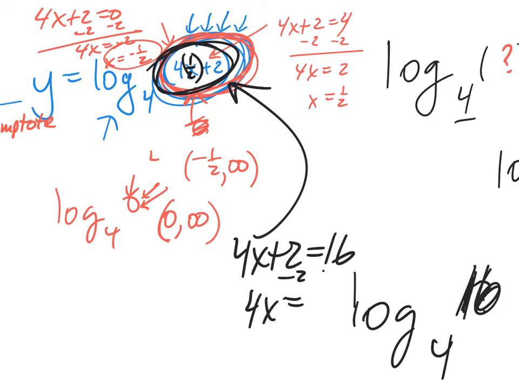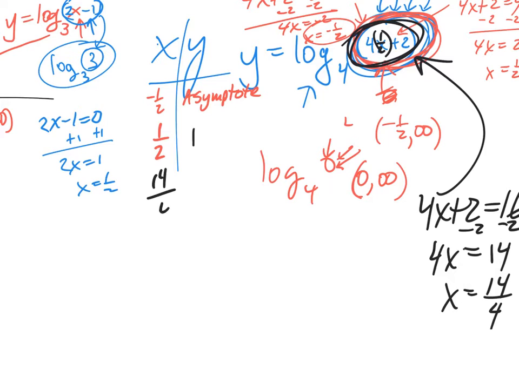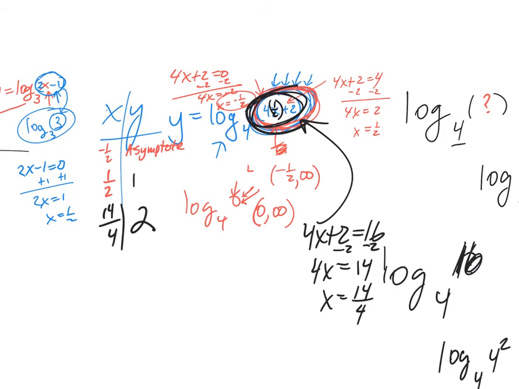4x needs to be, take away 2, 14. x needs to be 14 fourths, which seems so complicated. Why would you pick that? Because 14 fourths will give you exactly 2 for a y value, because this part will be 16 and it'll be log base 4 of 16. Okay, 14 fourths is the same as 7 halves. I just noticed that. It'd be totally fine to say 7 over 2 or 3.5. So 3.5 comma 2 is another point on this graph.